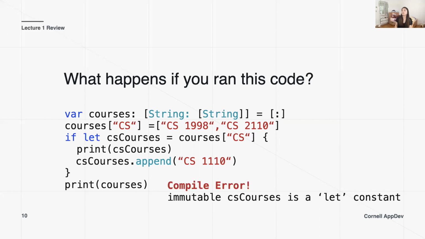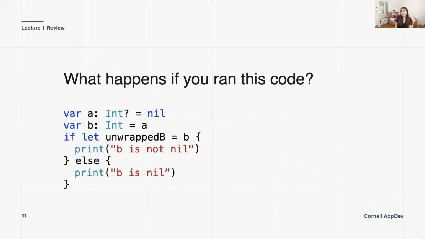Hopefully that makes sense. And lastly, what happens if you run this code? This is kind of a trick question as well, because this is also going to give you a compile error. The reason why is A is an Int optional and it's equal to nil, whereas B is an Int. They're of two different types, so you cannot just assign one to the other. Hopefully that also makes sense.